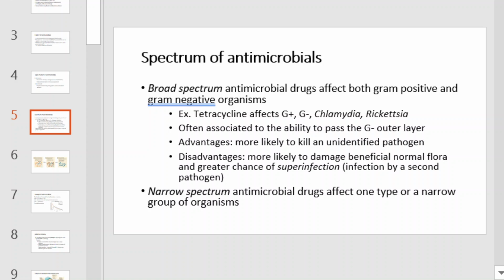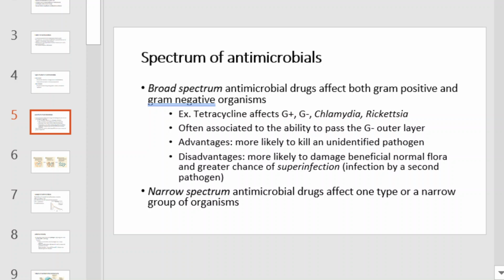The spectrum of antimicrobials. Antimicrobials can be broad spectrum or narrow spectrum. A broad spectrum antimicrobial drug can affect both gram-positive and gram-negative organisms. As an example, tetracycline affects gram-positive and gram-negative bacteria, chlamydia, and rickettsia. Broad-spectrum antimicrobials are often associated with the ability to pass through the gram-negative outer layer. Their advantage is that they're more likely to kill an unidentified pathogen.